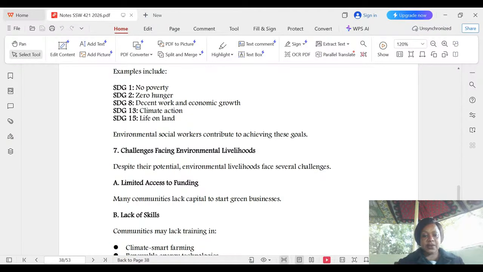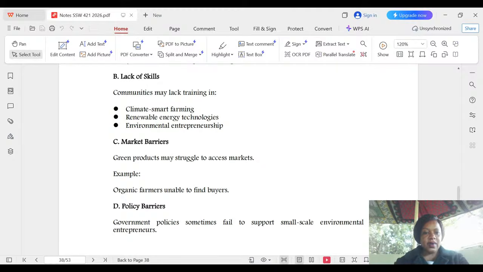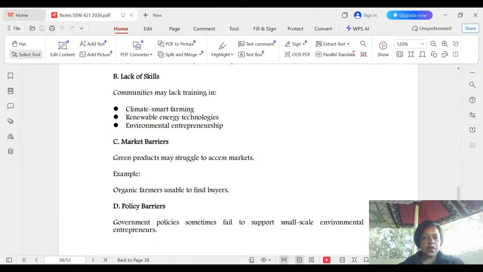Many communities lack capital to start green businesses. That's where we mentioned your networking skills, to be able to link them to funders. Lack of skills: people are quickly embracing this area of resource mobilization, and so the issue of skills is that people need upskilling. Like a farmer would need some upskilling when it comes to climate smart farming, and in terms of renewable energy technologies like solar. Solar could be installed in a farm, but because it's a new technology, understanding that would be important.